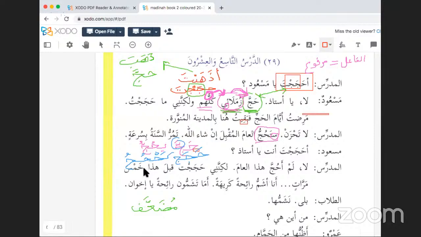Okay, and when the fi'l is without a dhamir, in that case, both of the jeems are brought together and they go into a shadda. We'll see some examples of how they are used when they are separated and when they are brought together. طيب. He said, ستحج العام المقبل.